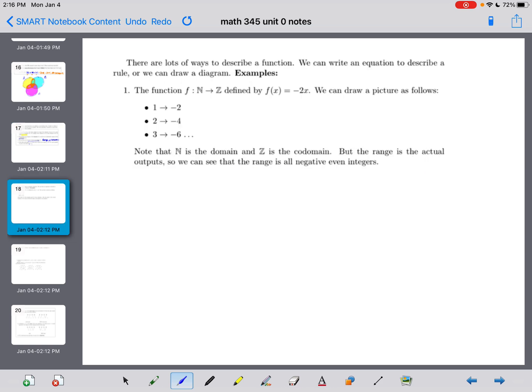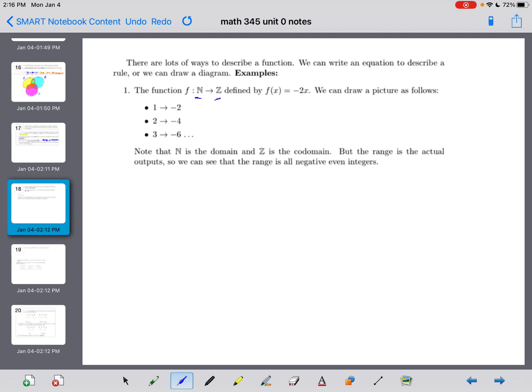All right, there's lots of different ways that you can describe a function. Sometimes we use an equation, like in calculus we usually do an equation. We can also use a diagram. So in this first example, let's say the function f has a domain of natural numbers and a codomain of integers. And it's defined by the equation f of x is equal to negative 2x. We can draw a picture as follows.